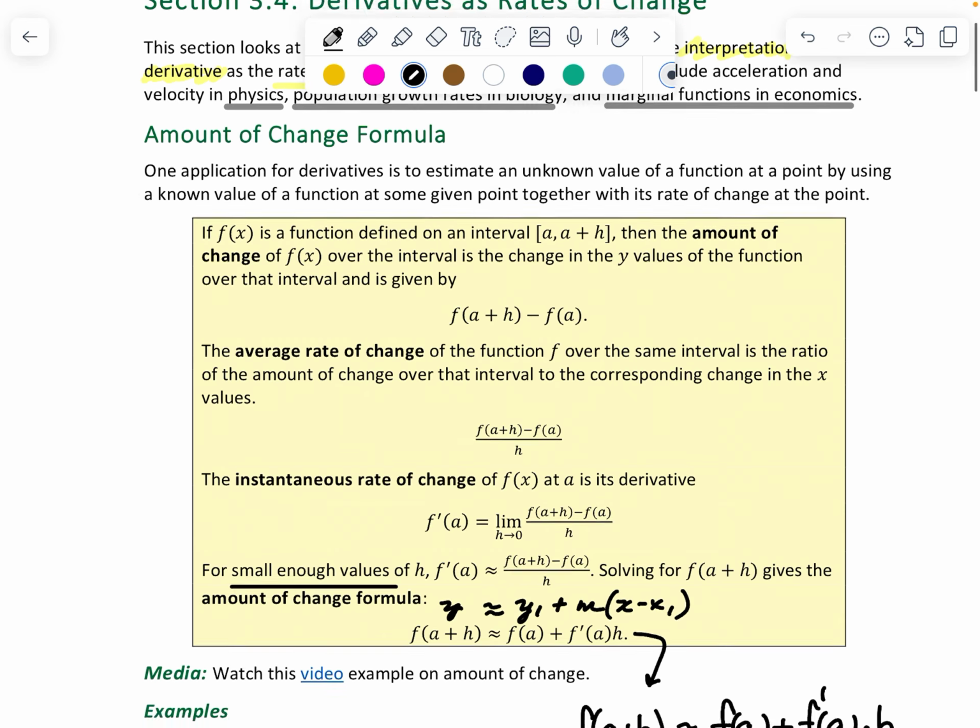So we have f of 3, that's 2, and we have f prime of 3, that's 5. So you can see in the equation, we can substitute in. So we get f of 3.2 is approximately equal to 2 plus f prime of 3, which is 5, times 0.2. Okay, so that's equal to 2 plus 1. So it's equal to 3.